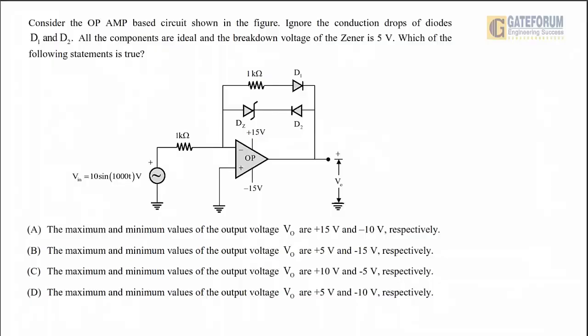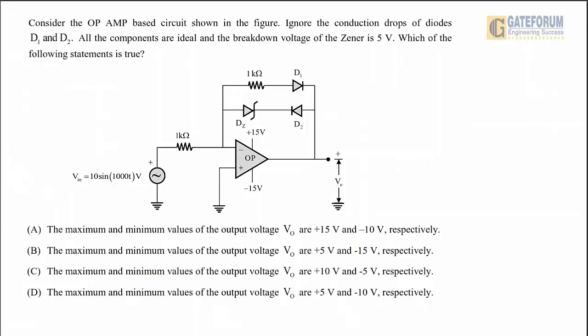So the question here is, consider the op-amp based circuit shown in the figure. Ignore the conduction drops of diodes D1 and D2. All the components are ideal and the breakdown voltage of the zener is 5 volt. Which of the following statements is true?